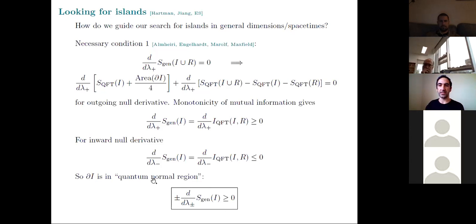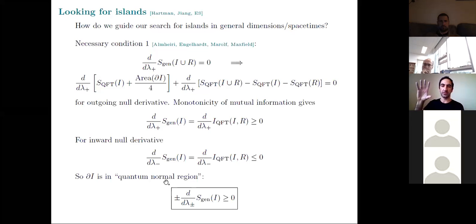Quantum normal region is defined in analogy to classically normal regions where outgoing things go out and ingoing things go in, but you replace the area that appears in the definition of classical normality with the generalized entropy. So you replace it with the area plus the matter entropy. So you find these inequalities. Okay, and notice these are necessary conditions that have to be satisfied if you want an island region I for any radiation region R. And this is in a general number of dimensions. Okay, so that's one set of necessary conditions you can write down.